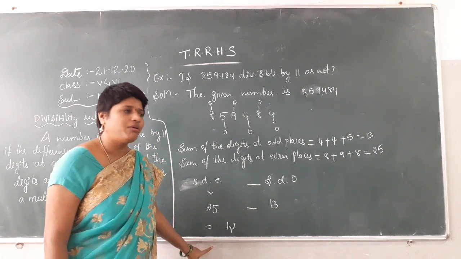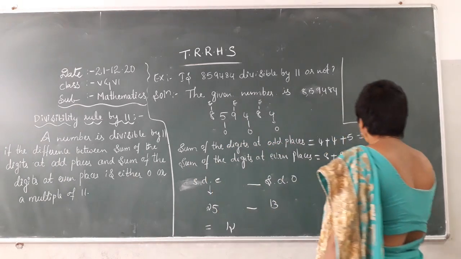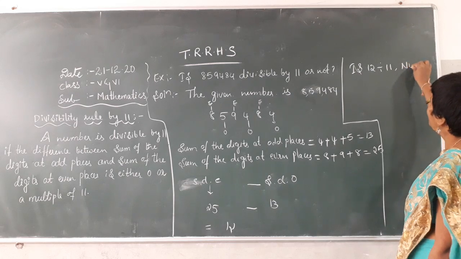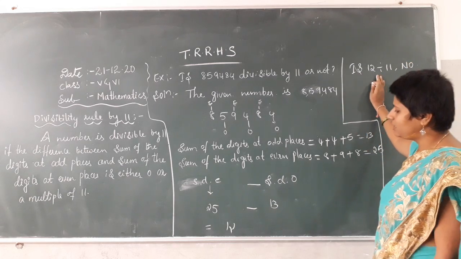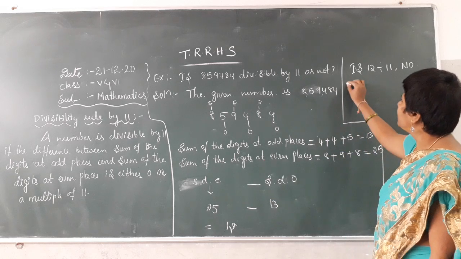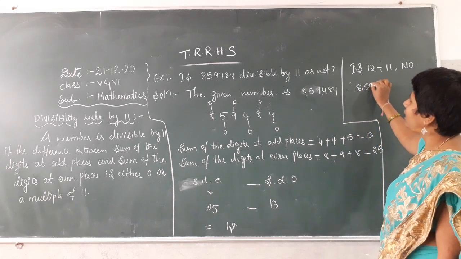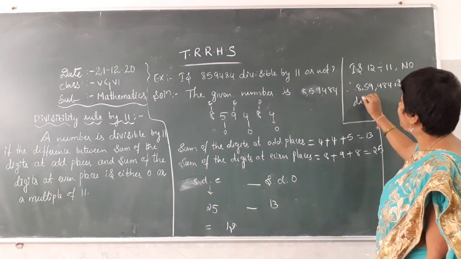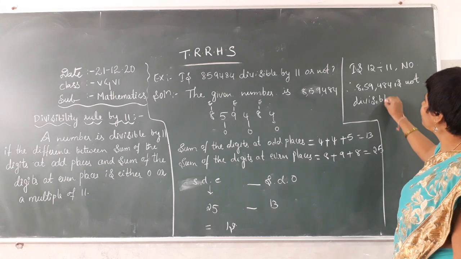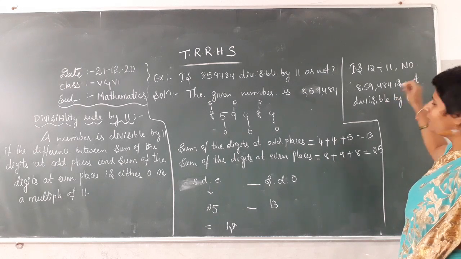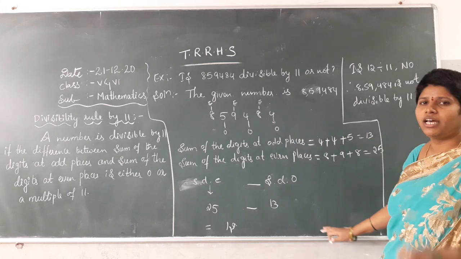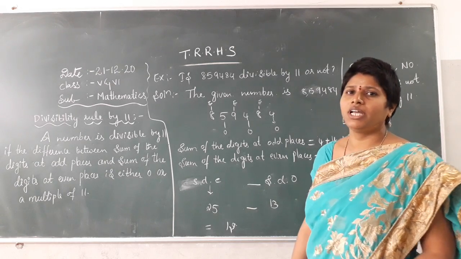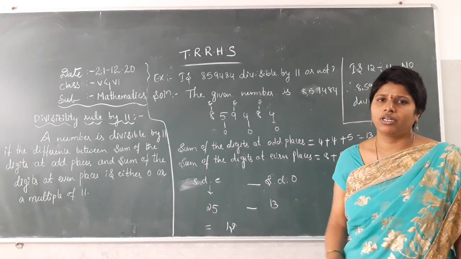So is 12 divisible by 11? You have to check. So write down here: is 12 divisible by 11? No, it is not divisible. So by seeing this difference, I can say that therefore 8,59,484 is not divisible by 11. The difference must be either 0 or a multiple of 11. Then only it is divisible. Clear, children? Now you can copy this in your notebook.